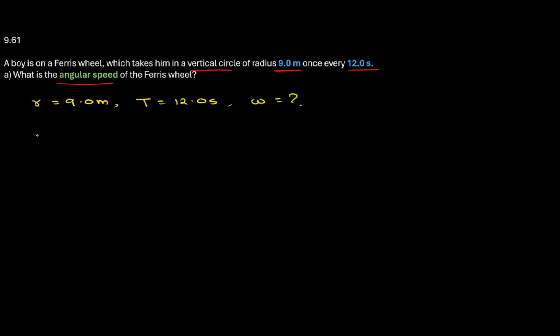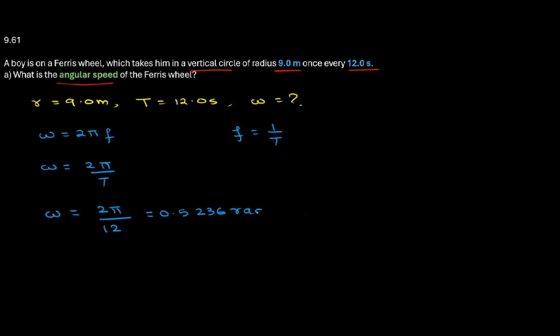Now we know that omega is given as 2 pi times the frequency. And the frequency is related to the time period as the inverse of t. Frequency f is 1 over the time period. So I will substitute that here and get omega to be equal to 2 pi over t. And since I have the value of period t, I can solve for omega as omega equals 2 pi over 12. That gives me the angular speed to be equal to 0.5236 radian per second.